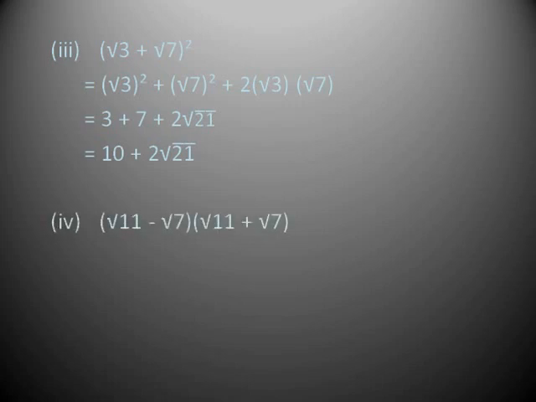Next example, root 11 minus root 7 multiplied by root 11 plus root 7. So here what we observe is that it is of the form a plus b into a minus b, so we can use the formula a plus b into a minus b, which is equal to a square minus b square. So we get root 11 square minus root 7 square. So this is equal to 11 minus 7 and the answer is 4.